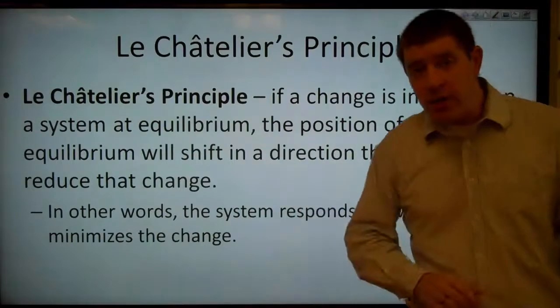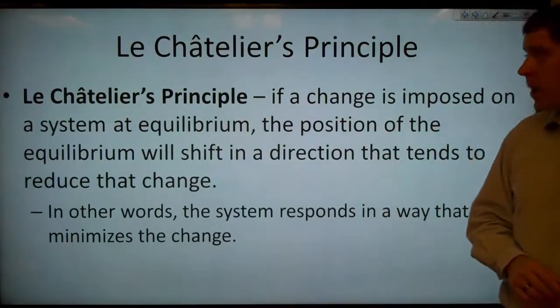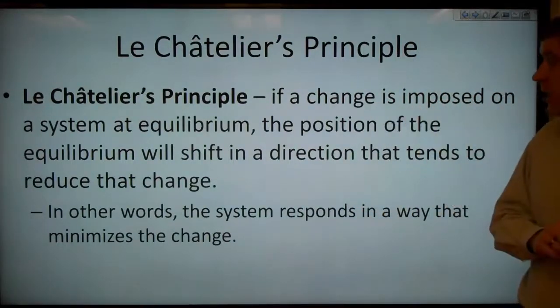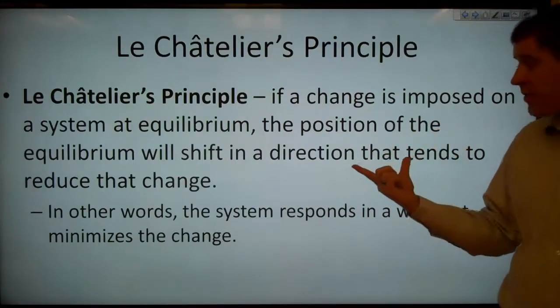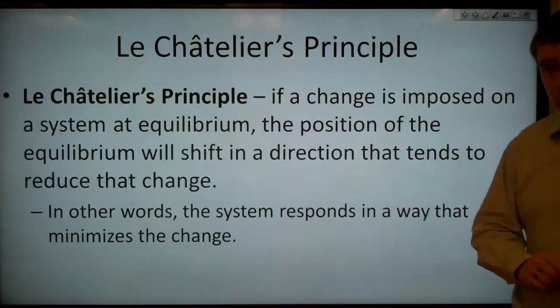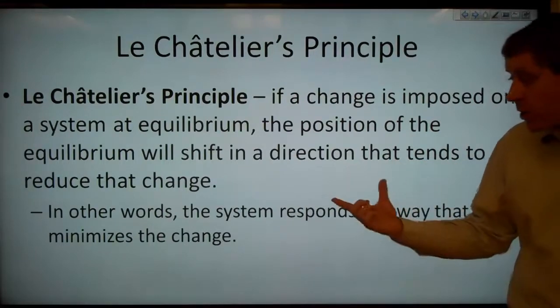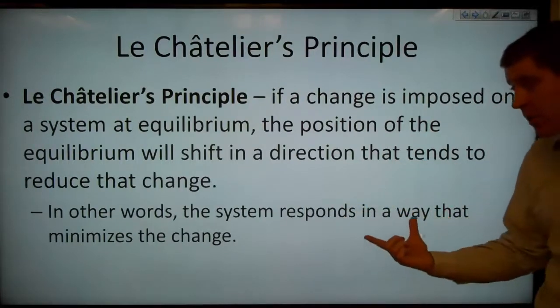And this is one example of Le Chatelier's principle. Le Chatelier's principle says that if a change is imposed on a system at equilibrium, then the position of the equilibrium will shift in a direction that tends to reduce that change. So in other words, the system responds in a way that minimizes the change.